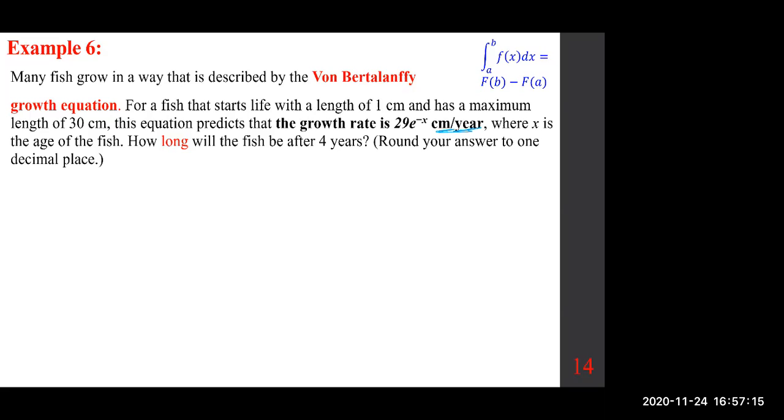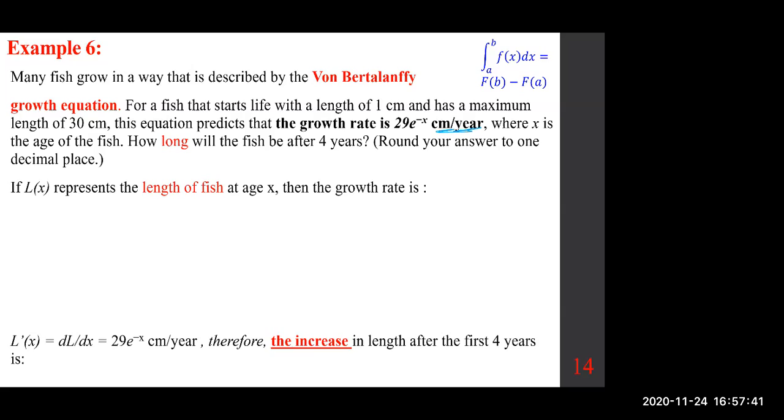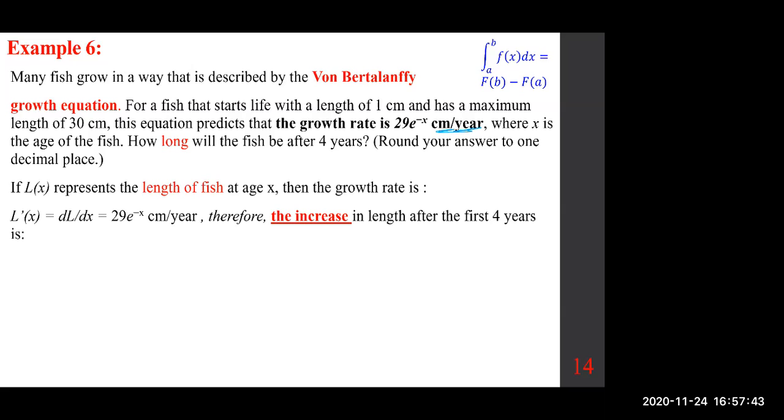So if the length is capital L of x, then the growth rate L prime, or dL dx, okay, is what's given. Okay, class. So capital L of x represents the length of a fish. So the growth rate is the derivative of that, and the amount of increase can be calculated using the integration, the amount of increase.